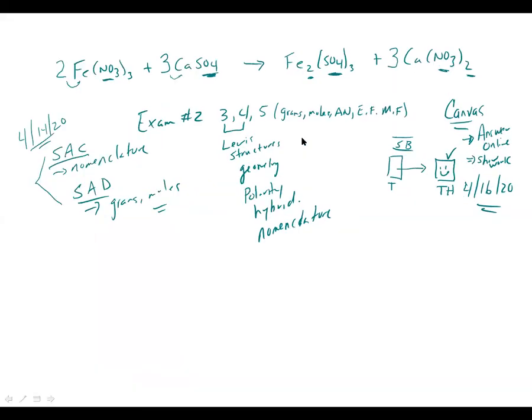So again, last time, I think we talked about it, but exam 2 will cover chapters 3, 4, and 5, which should be Lewis structures, geometry, polarity, hybridization, nomenclature, and then obviously chapter 5, which should be our grams or moles, Avogadro's number, empirical, and molecular formula.